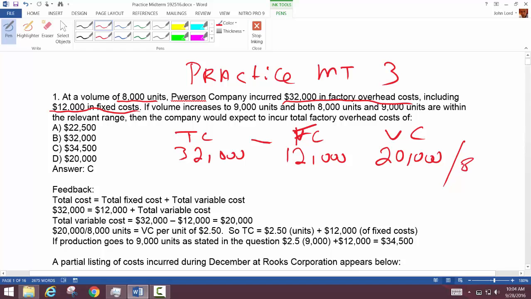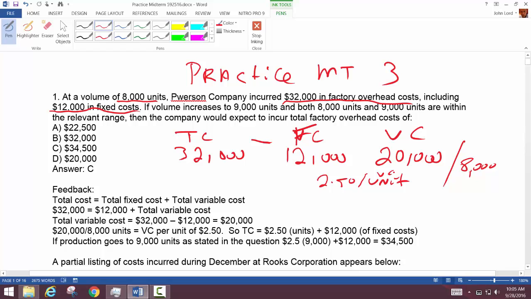Now in this example, they tell us that they were producing 8,000 units, weren't they? So if we take these 8,000 units and divide them into the $20,000 of variable cost, that means we have a $2.50 cost per unit, don't we? Variable cost per unit. $2.50 of variable cost per unit, right?